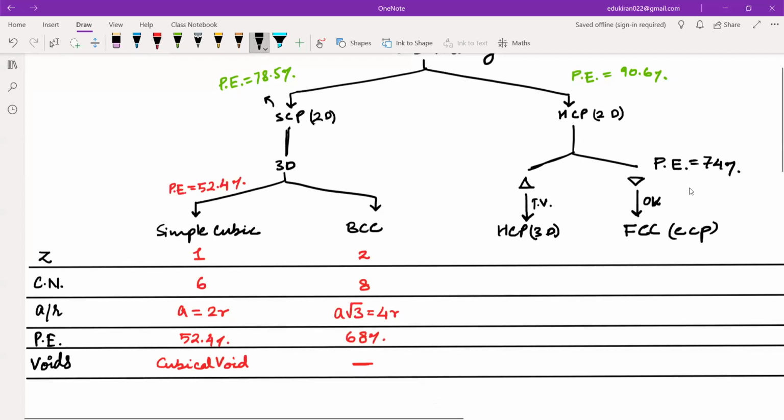Okay, now moving on to HCP, we have just seen that. What is the Z here in HCP? क्या लिखा है आप लोगों ने Z? हाँ? 4. What?